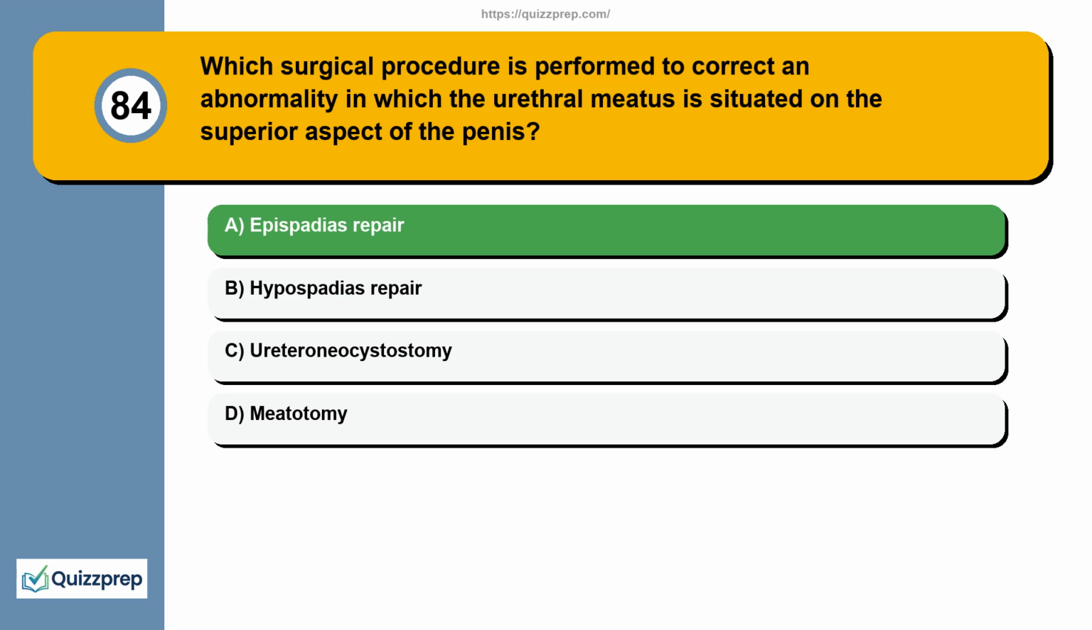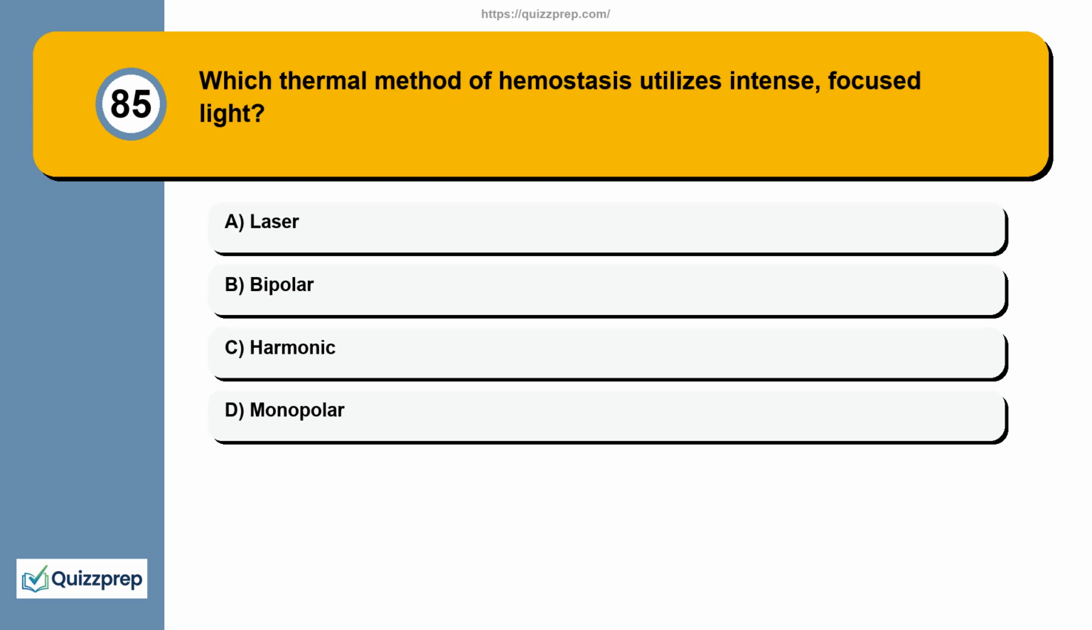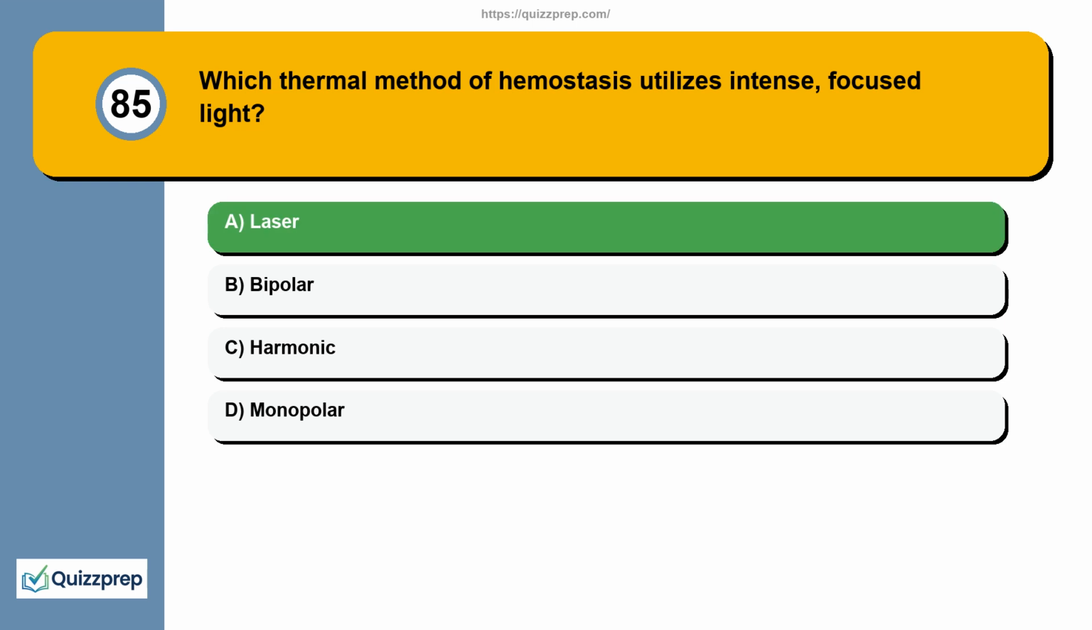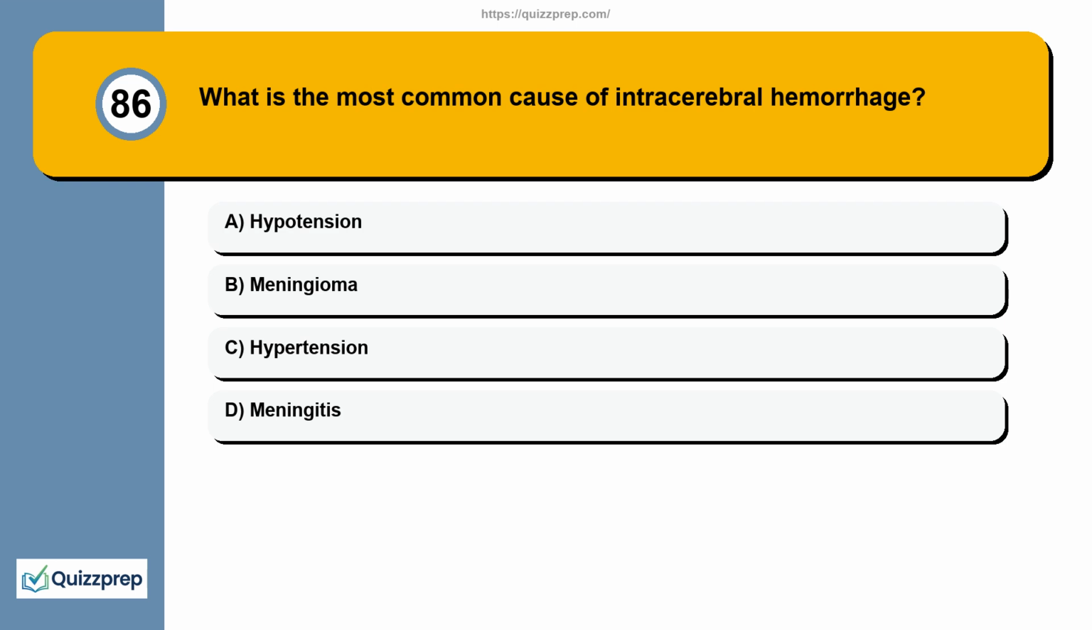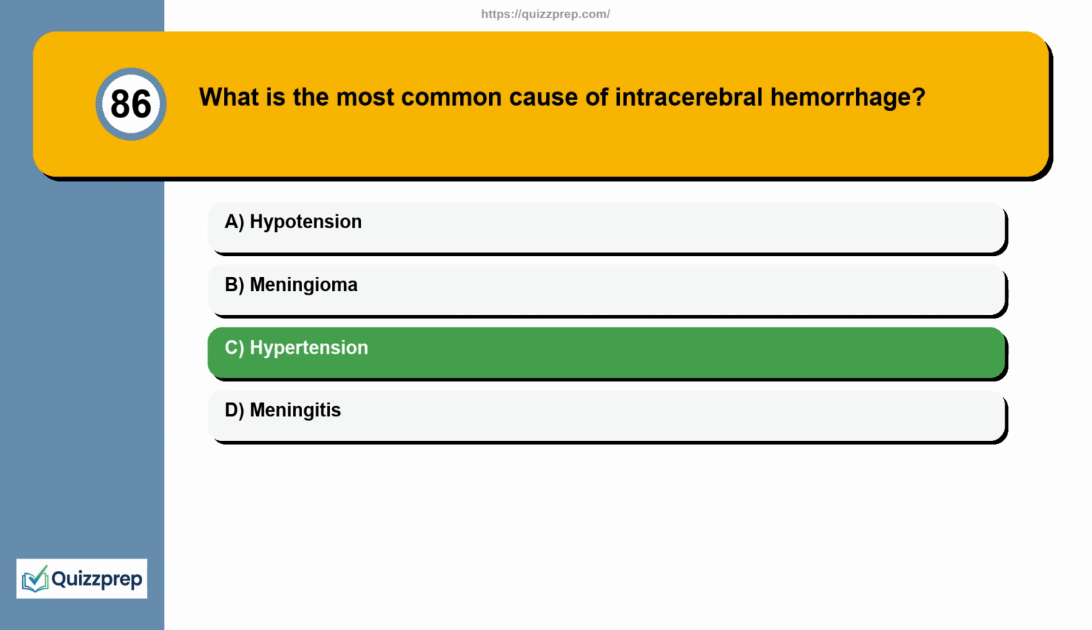Question 85. Which thermal method of hemostasis utilizes intense, focused light? Option A, laser. Option B, bipolar. Option C, harmonic. Option D, monopolar. The correct answer is option A, laser. Question 86. What is the most common cause of intracerebral hemorrhage? Option A, hypotension. Option B, meningioma. Option C, hypertension. Option D, meningitis. The correct answer is option C, hypertension.